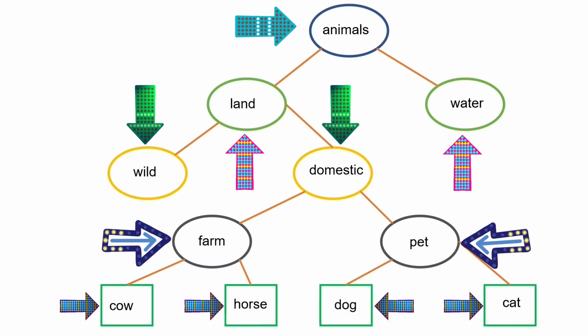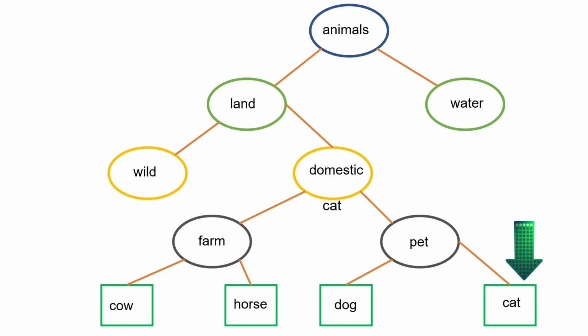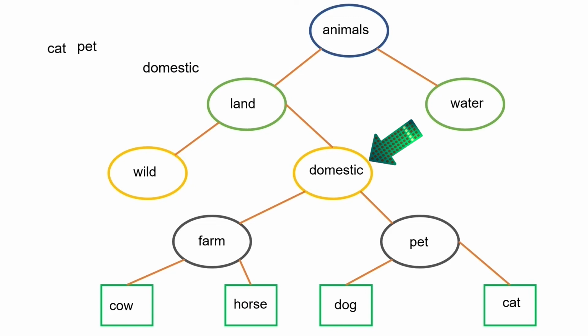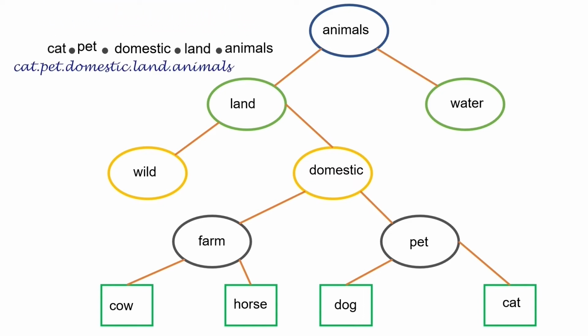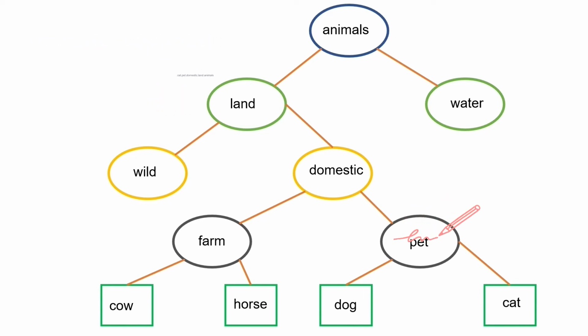For example, suppose you want to add a name cat, you will do it as follows. First, you will write the name cat. The cat is the child of the pet. Therefore, you will write the word pet after it. The pet is the child of the domestic, so you will write the word domestic after it. The domestic is the child of the land, so you will add the word land after it. The land is the child of the animals, so you will add the word animals to it. To separate these words, use dots. If you merge all these words to build the cat's full name, it will be cat.pet.domestic.land.animals. This name will be saved on the pet server.